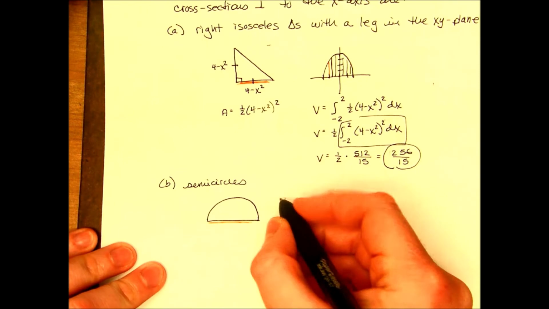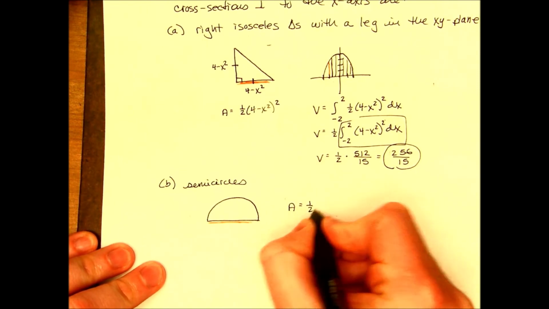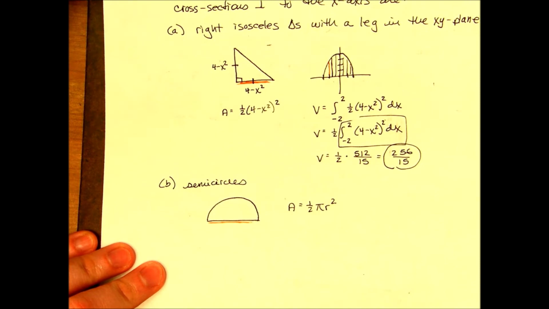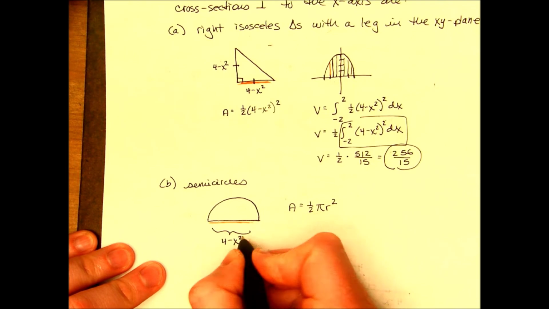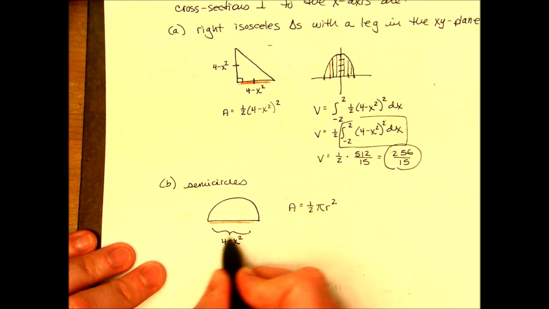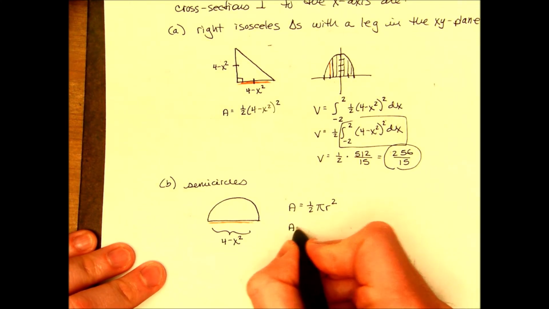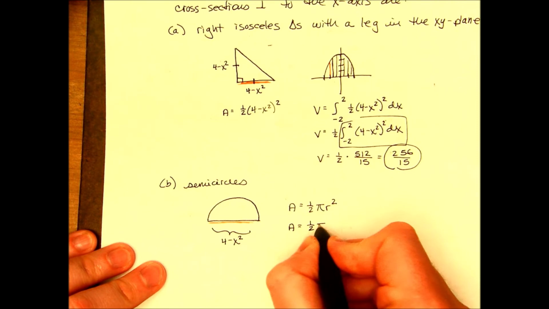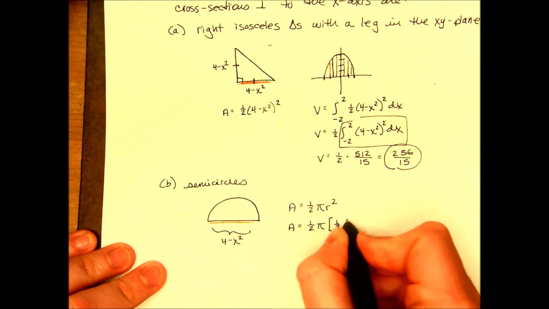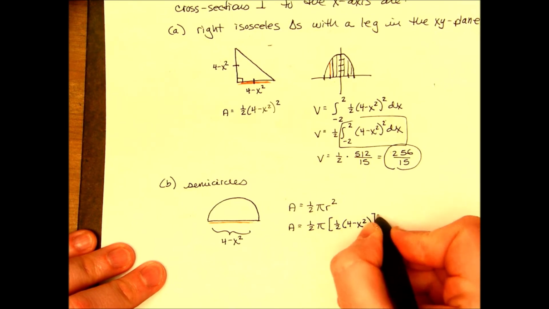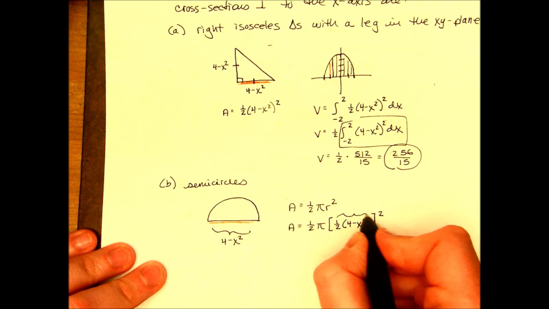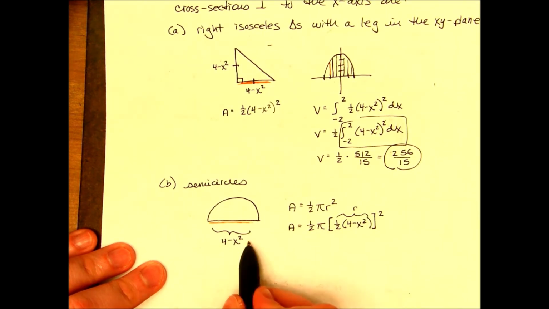Well, the area of a semicircle is 1/2 pi r squared. I know that this entire base over here is 4 minus x squared, but that's not my radius. That's the diameter. The radius is half of that thing. So when I plug in this formula, I'm going to get 1/2 pi times 1/2 of 4 minus x squared, and I'm going to square that thing. This thing over here is my radius, half of the diameter, and then I'm going to square it.